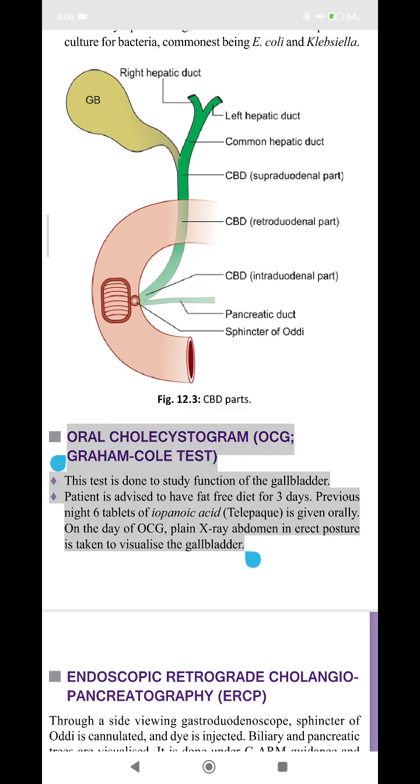Oral cholecystogram, OCG, Graham-Cole test. This test is done to study the function of the gallbladder. The patient is advised to have a fat-free diet for 3 days. The previous night, 6 tablets of iopanoic acid, Telepaque, are given orally. On the day of OCG, a plain X-ray abdomen in erect posture is taken to visualize the gallbladder.